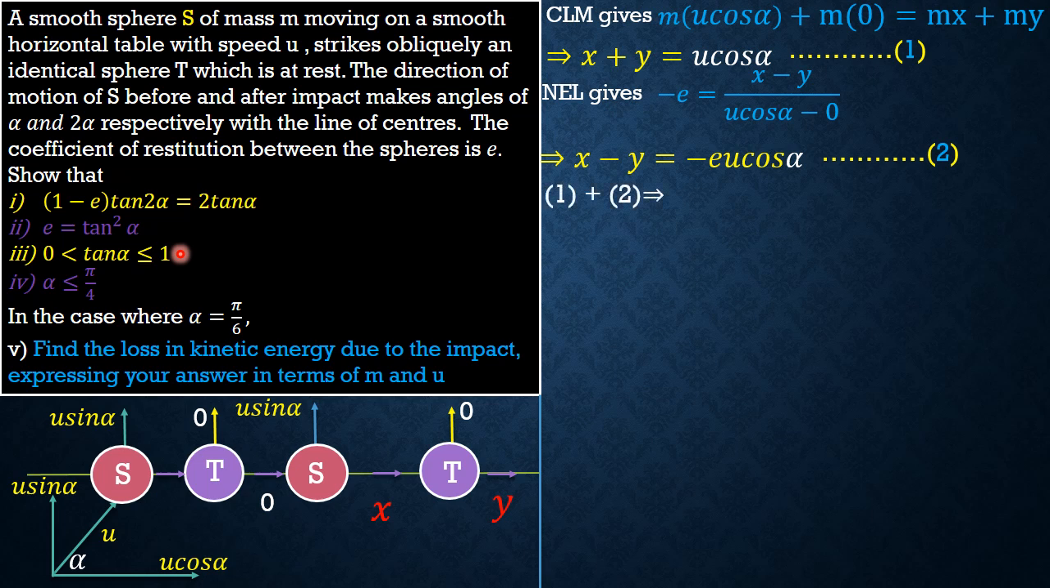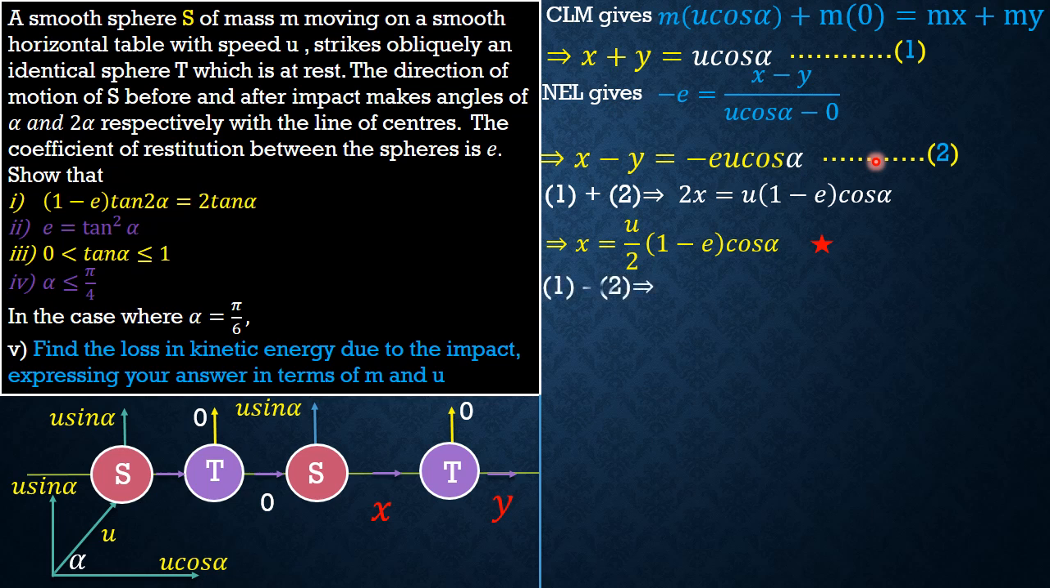Adding up the two equations, this is negative y and this is y, so y and negative y cancel. We are going to have 2x equals, factoring out u, u into 1 minus e cos alpha. If we divide both sides by 2, we are going to have x equal to u over 2 into 1 minus e cos alpha. Great. So guys, that's the speed of sphere S after collision.